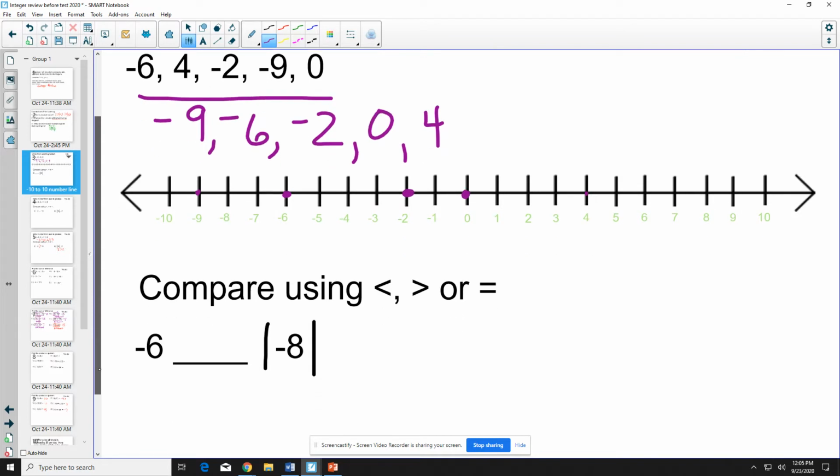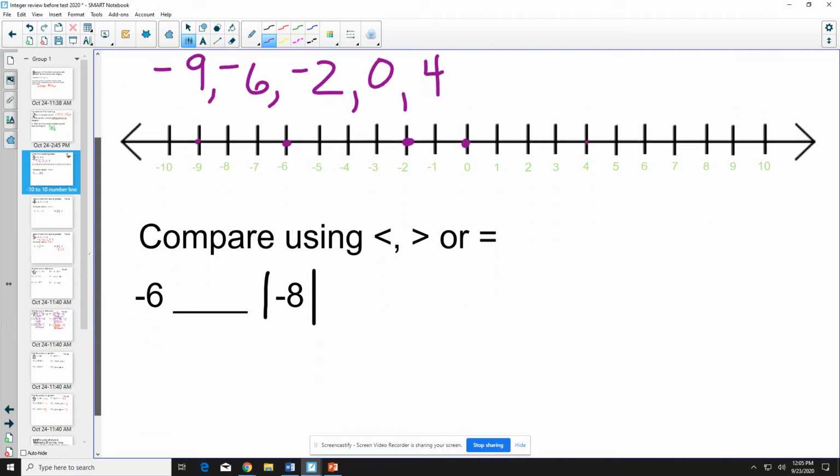Okay, sometimes we're going to compare using an is less than, is greater than, or equal to sign. But I'm noticing on this comparison problem, I have the absolute value of -8. So I have to take the absolute value of -8 first to get 8, right? Then I'm just comparing a -6 to an 8. So let's see, which temperature is warmer, -6 degrees or 8 degrees? Yeah, 8 degrees. So I need to make my sign open up to the greater one.